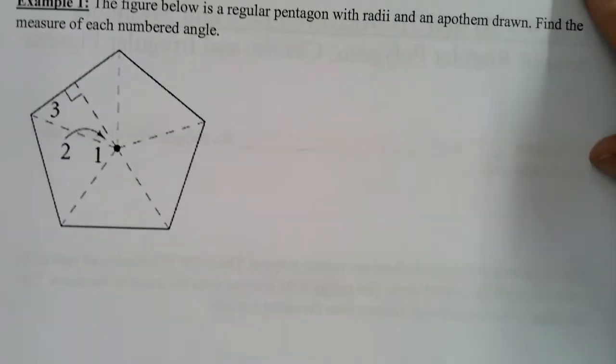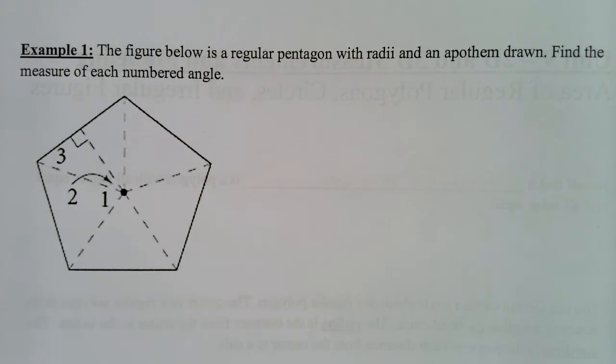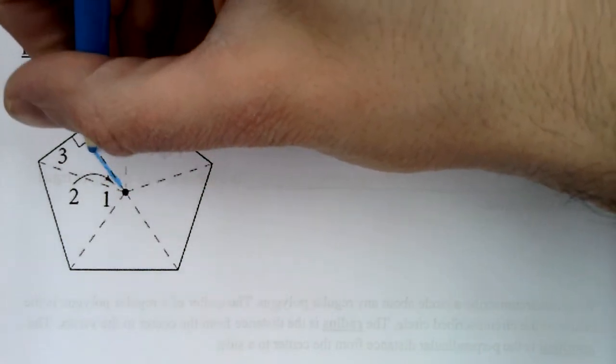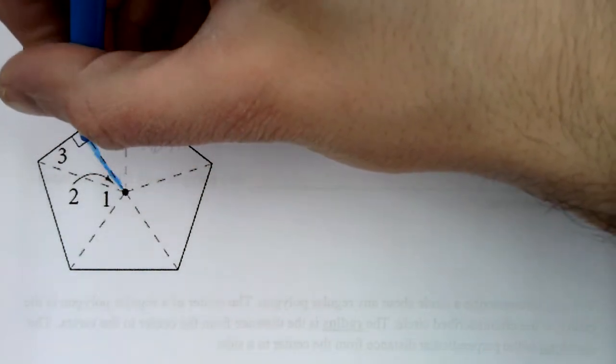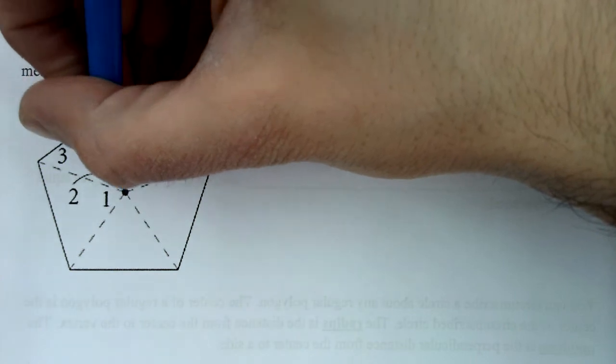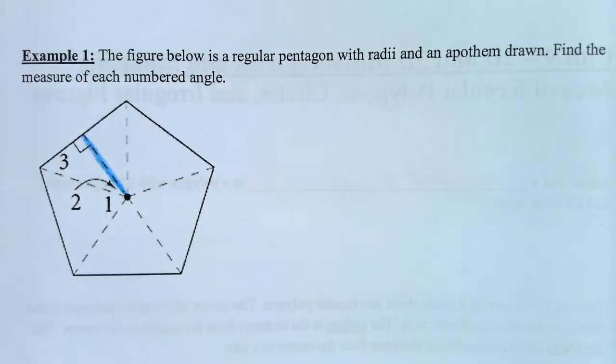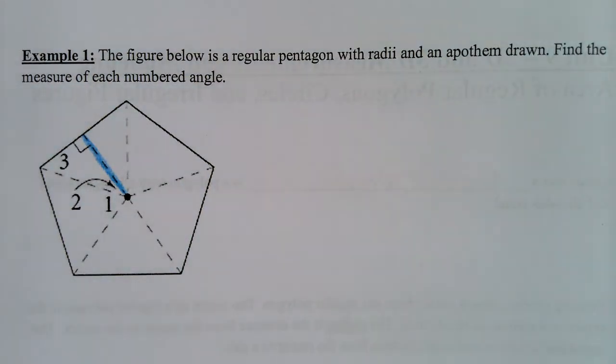Okay, so here we go. Example 1. This is just an intro problem right here. The figure below is a regular pentagon with radii and an apothem drawn. Okay, so just to help you see it better, let's color the apothem in blue. This is the apothem right there in blue. Okay, because it goes from the center to a side and it's perpendicular to that side. So that blue segment, that's the apothem.